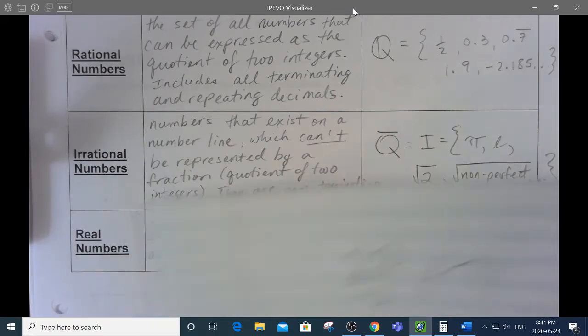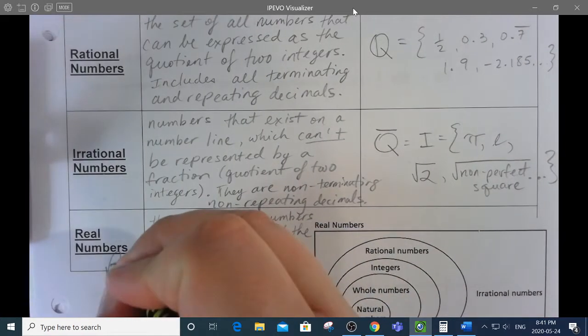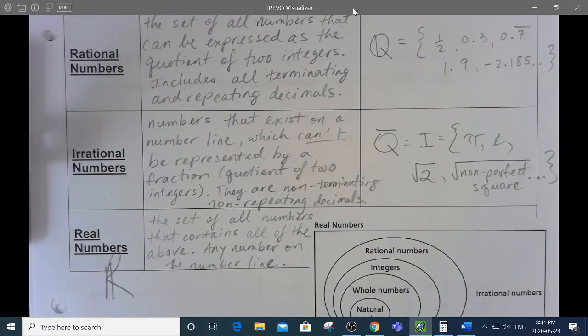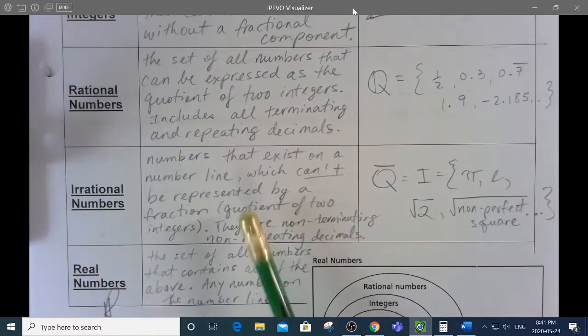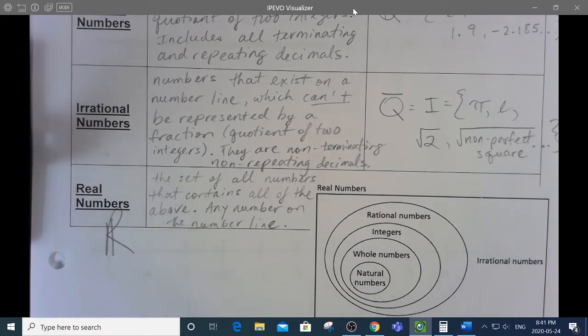So that means that all of the above, the set of all numbers that contains all of the above, is what we call real numbers. And real numbers usually is an R with an extra line through it. And so everything here that we've talked about today is a real number. And this diagram, which you should have seen back in grade 9, shows their relationship.